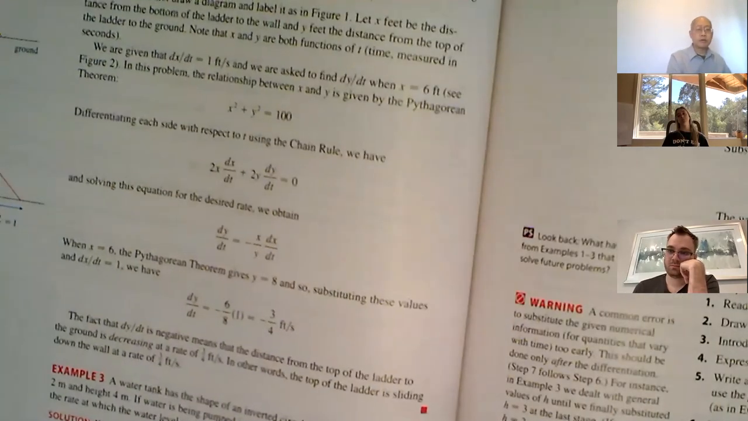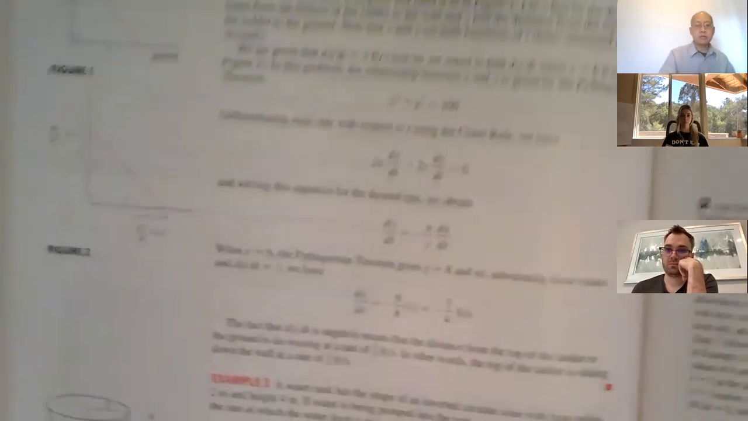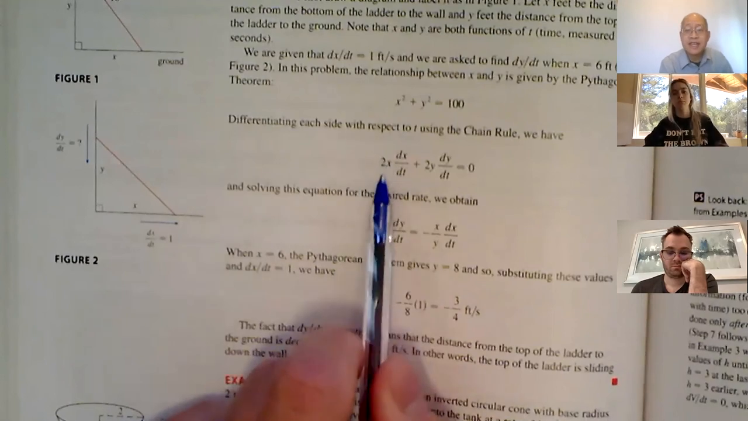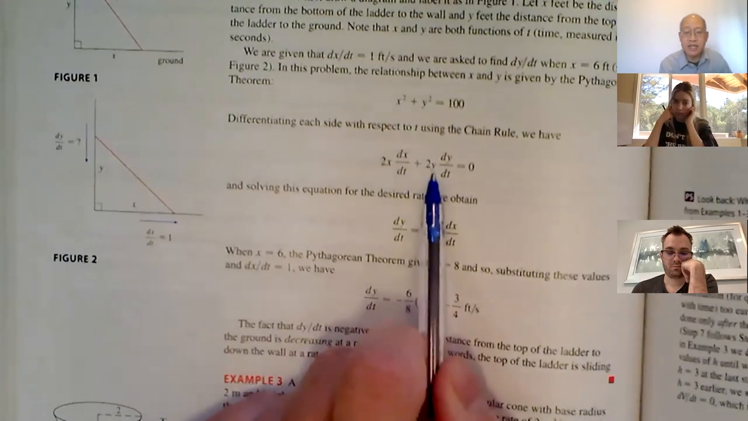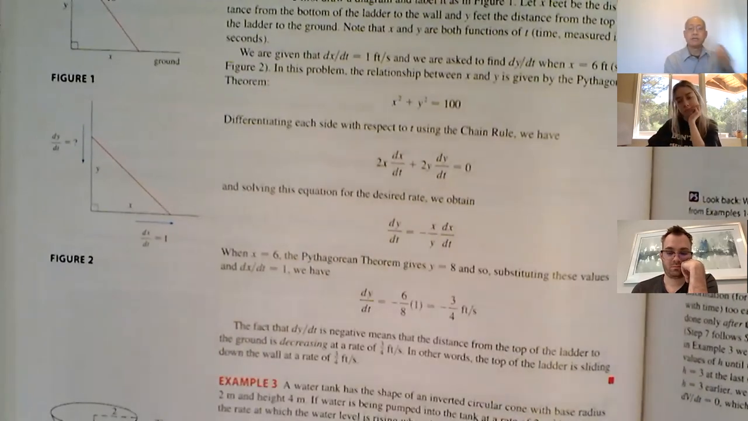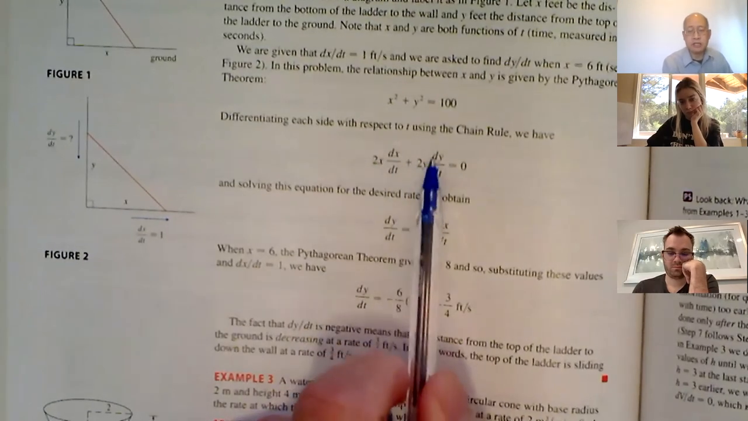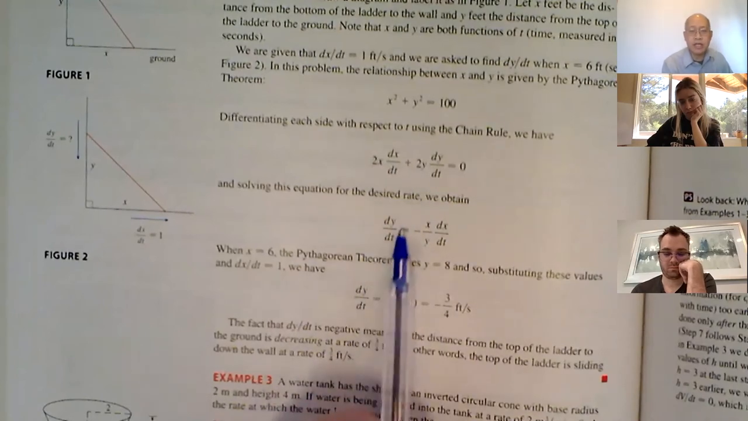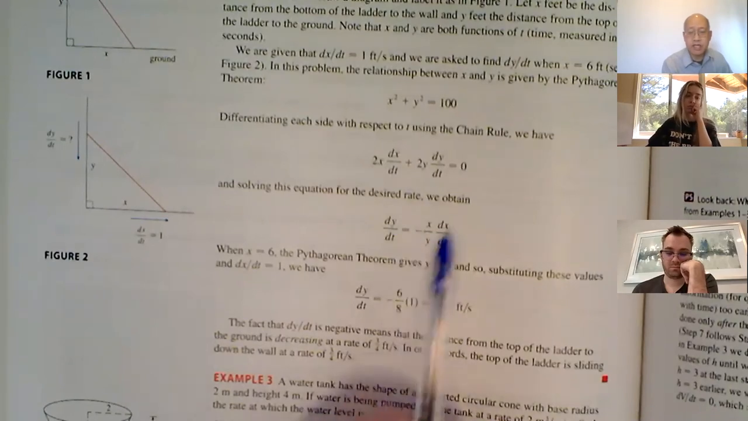Okay. And let me show you this from the book, and then I'm done. x squared plus y squared equals 100. I'm on page 246. So notice what they did. 2x dx dt plus 2y dy dt is equal to 0. And then you might have to solve for one of these, like solve for dy dt. Then I throw that over and a little bit of algebra. dy dt equals negative x over y dx dt. So we're going to see stuff like this.